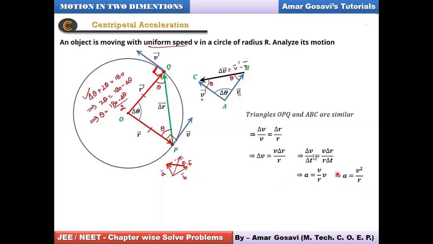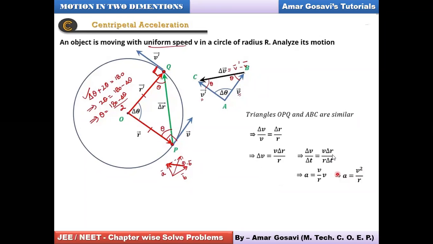But delta V by delta t, what is it? Change in velocity per unit time. That is nothing but acceleration. So delta V by delta t can be represented as acceleration. Which acceleration? Obviously the centripetal acceleration, which is directed towards the center. Then V by R as it is, but what is delta R by delta t? Isn't it velocity in that case?